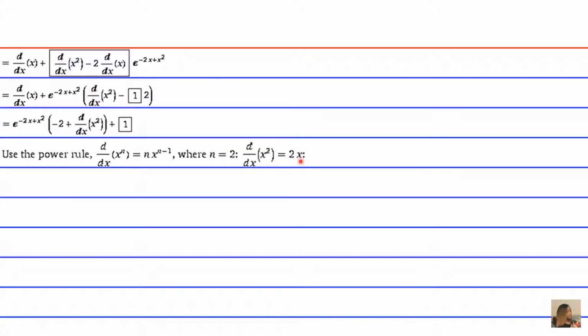All right, so now we can go back in here and replace this derivative with a 2x. And so our answer comes out to be 1, the 1 was taken from here, plus e to the negative 2x plus x squared times negative 2 plus 2x. Okay, this is just the long drawn-out version to show you precisely where this comes from. All right.